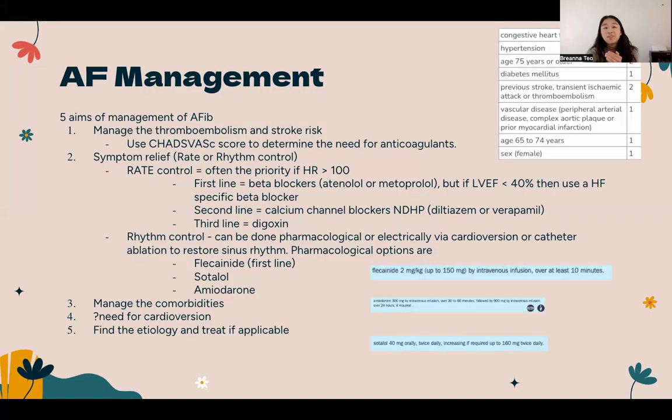Oh, sorry. The third priority of AF management is to manage comorbidities. Four is to consider the need for cardioversion. And then five is to treat any underlying disease or the underlying cause where appropriate.